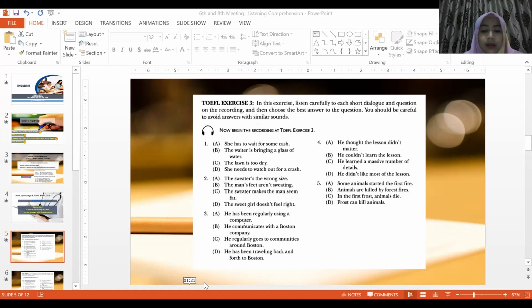Did Bob memorize every detail in the chapter? He wasn't able to master the lesson.